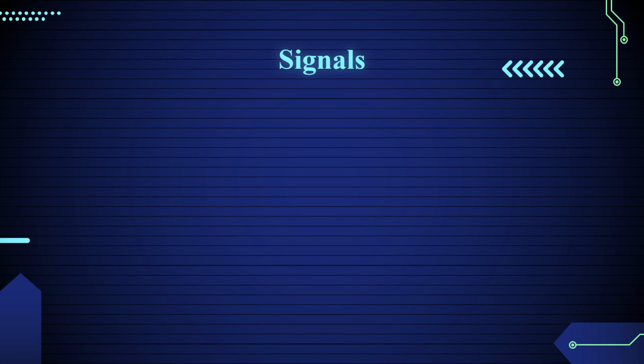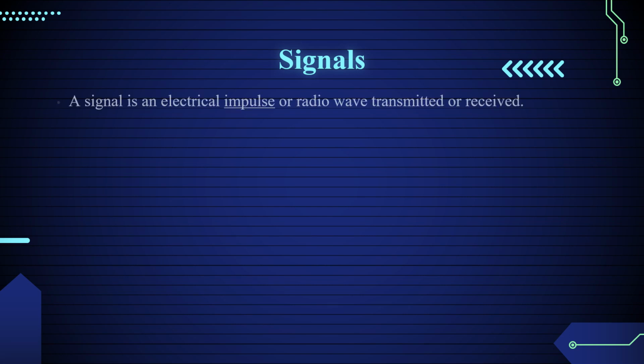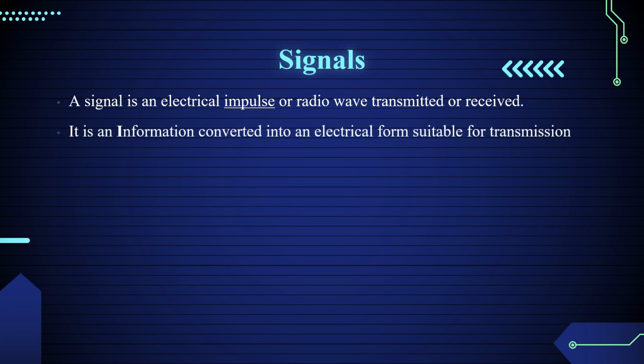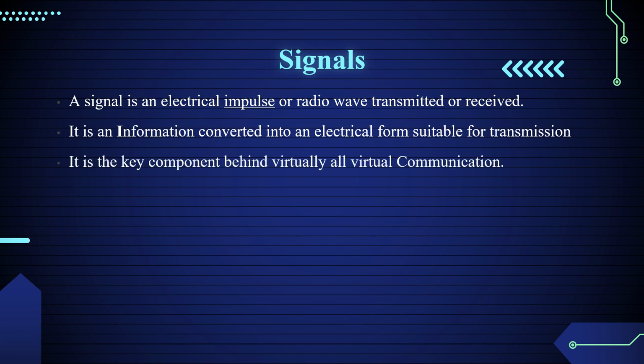So first we will learn about signals. A signal is an electrical impulse or radio wave transmitted or received. It is an information converted into an electrical form suitable for transmission. It is the key component behind virtually all virtual networks.